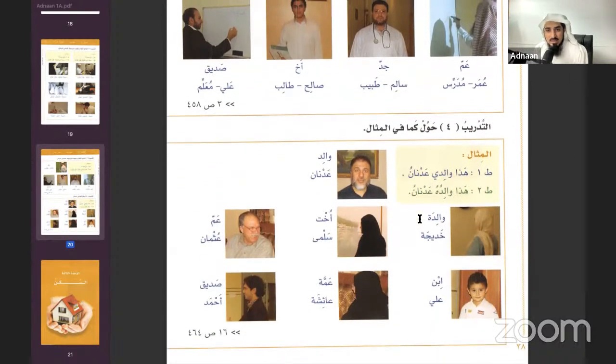They say حول كما في المثال. حول is to change or to exchange. That's why when you're transferring money, they call it tahwil, because it's money that's moving from you to another person. So هذا والدي. Notice how, and this you must make notes on, if you've got a noun and you want to show that it belongs to me, you add this ya here. So this person is saying هذا والدي. This is my father, Adnan.